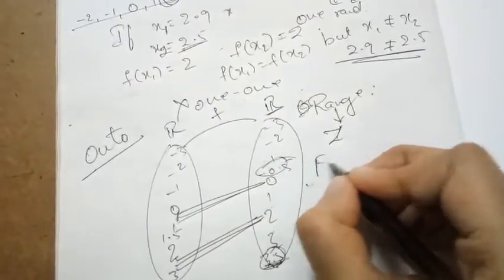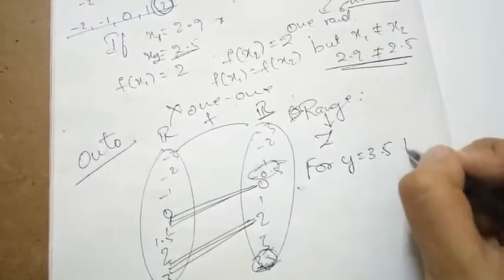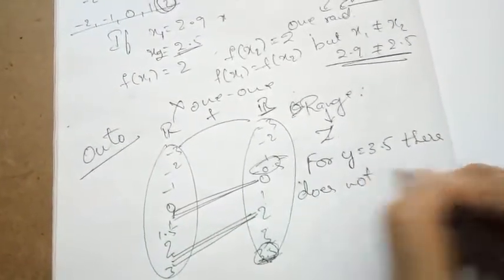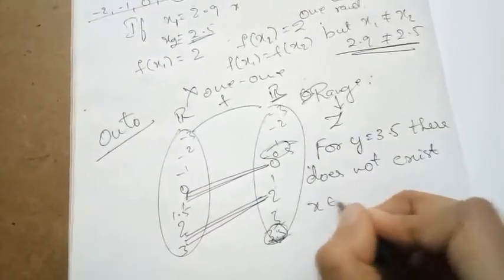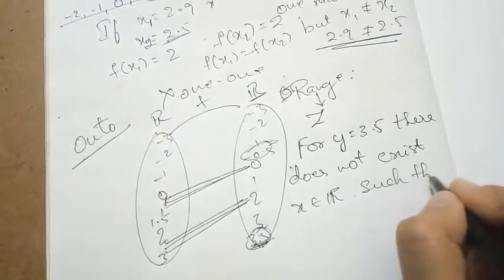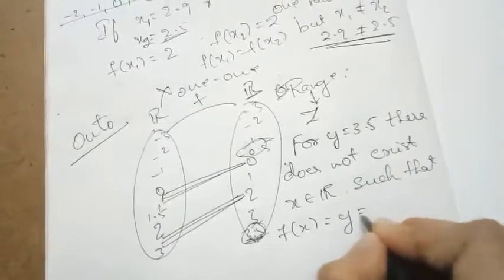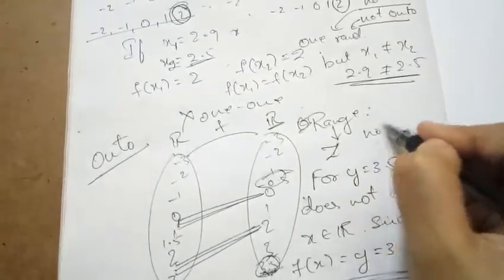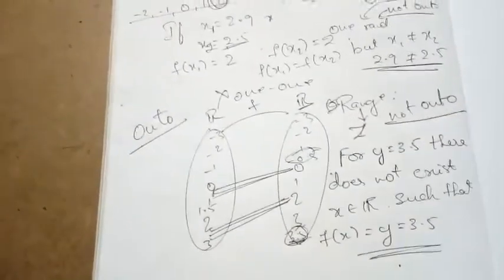So you can write: for y equal to 3.5, there does not exist x belonging to the set of real numbers such that f of x is equal to y, which is equal to 3.5. So it is not an onto function. So it is not at all an onto function.